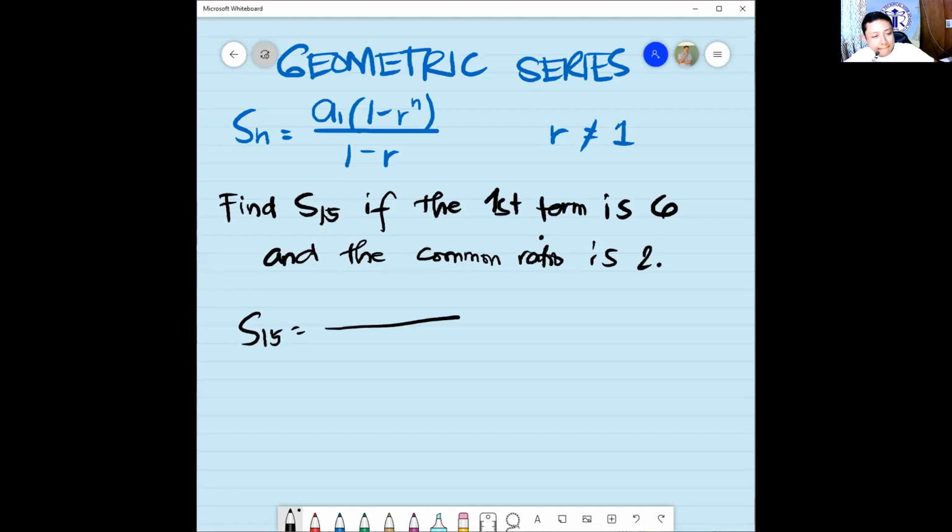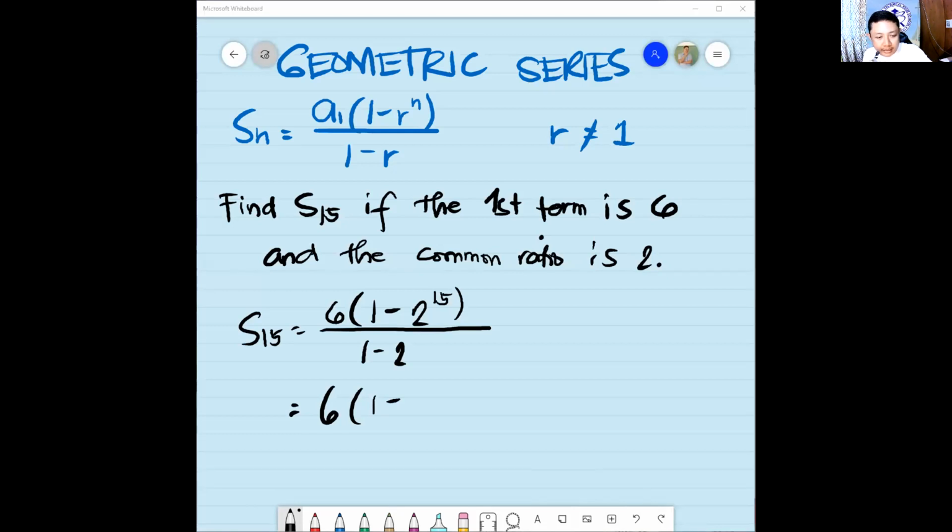Let me see. A sub 1 is 6 times 1 minus 2 raised to 15. That's the reason why I told you to use your calculator, because you will be multiplying bigger numbers. And then 1 minus 2. Okay? So when we solve this, Princess has a little different answer from the rest. So we will have here 6 times 1 minus 2 raised to 15. Let me see the calculator.